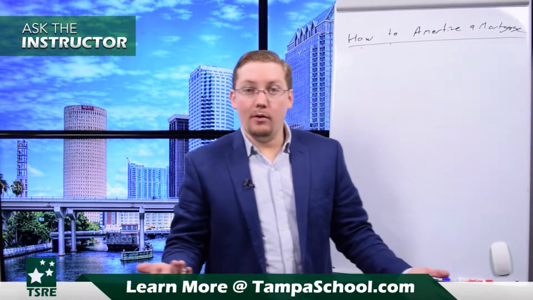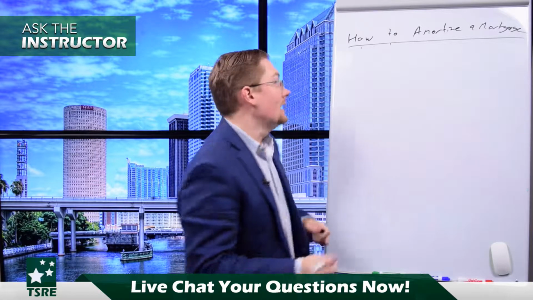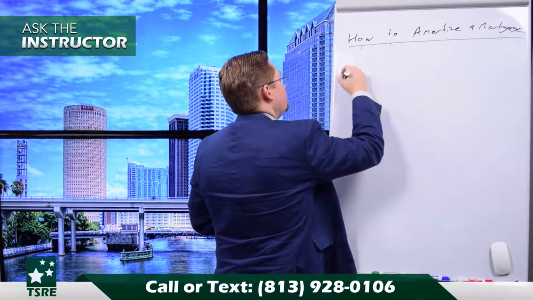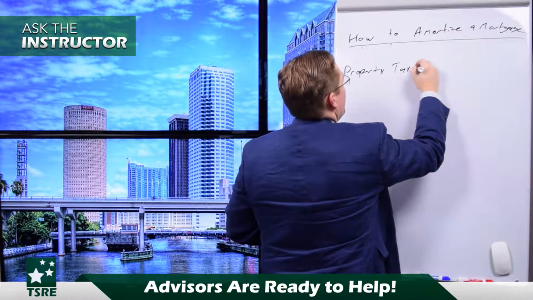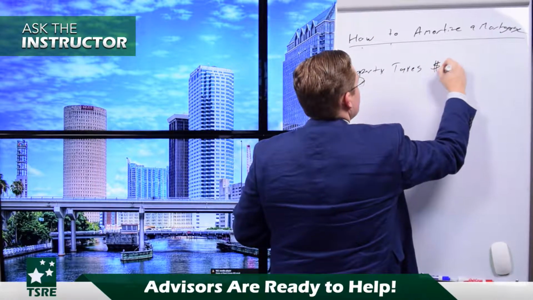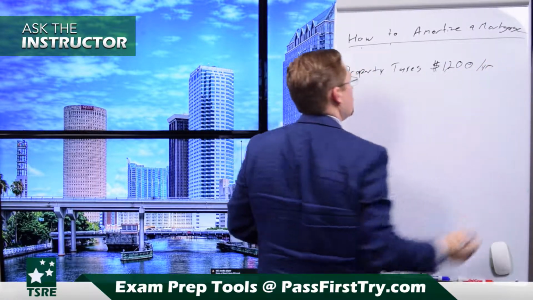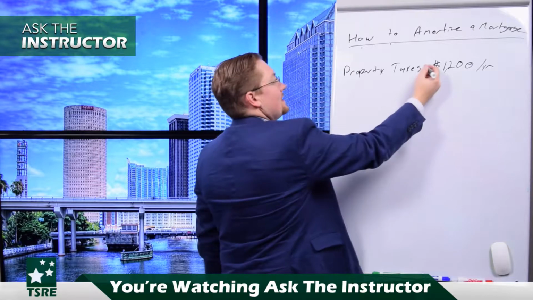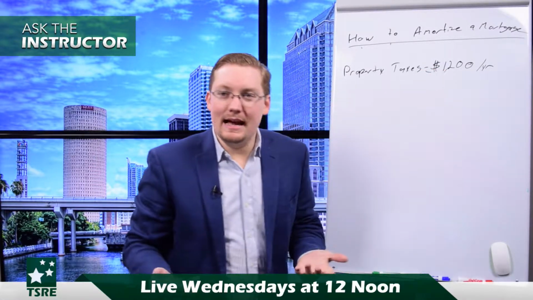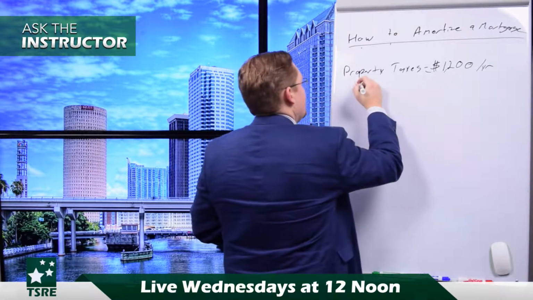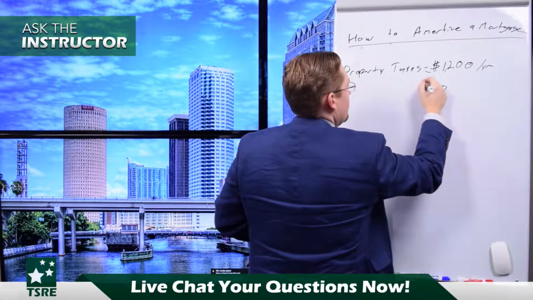So how are property taxes charged? Property taxes are charged on an annual basis. Let's say that our property taxes are $1,200 a year. Now, why did I pick $1,200 a year? Because it's a nice, easy number. We don't need a calculator to do any of the calculations there. What that breaks down to is our property taxes per month are going to be $100 a month.